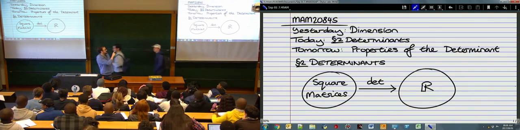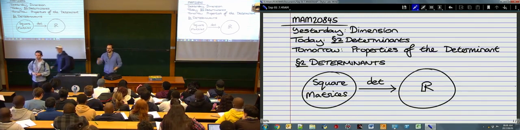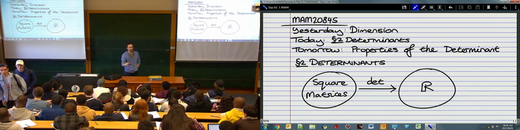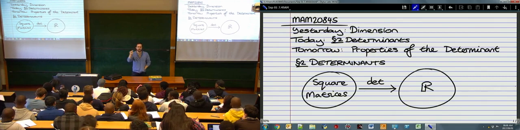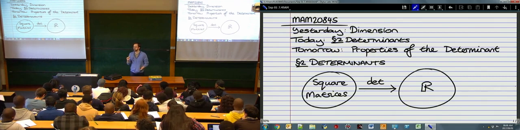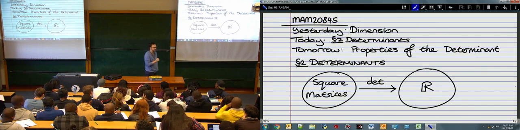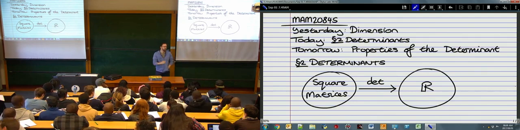And in many different ways you might define a function which takes in a square matrix and gives you a real number. You could, for example, just take a function which adds up every entry in the matrix, but that doesn't seem like it's going to be very useful. It's easy to do, but it's not very useful.